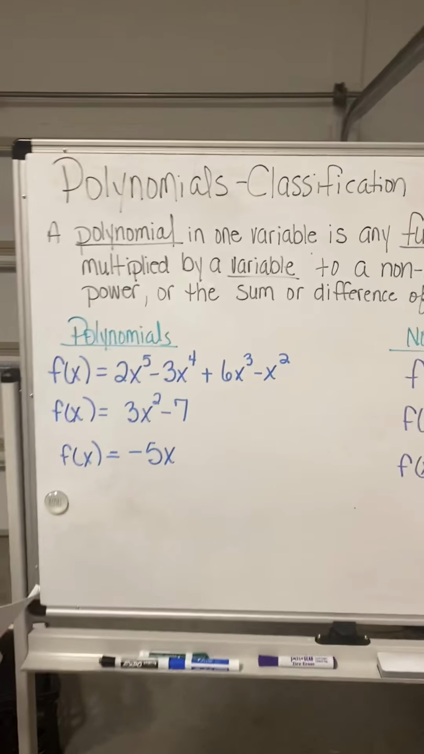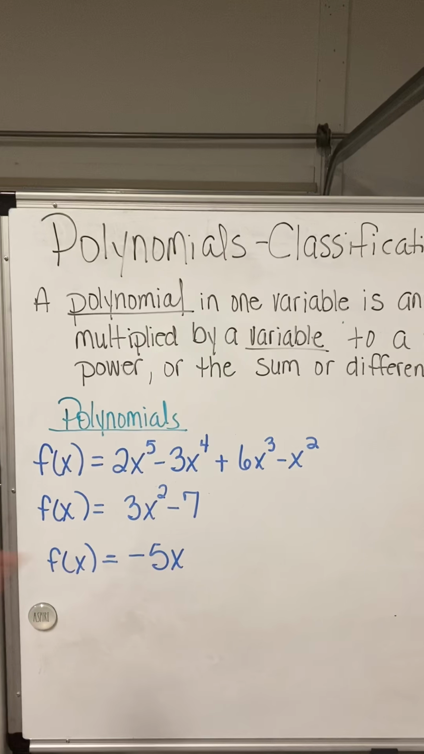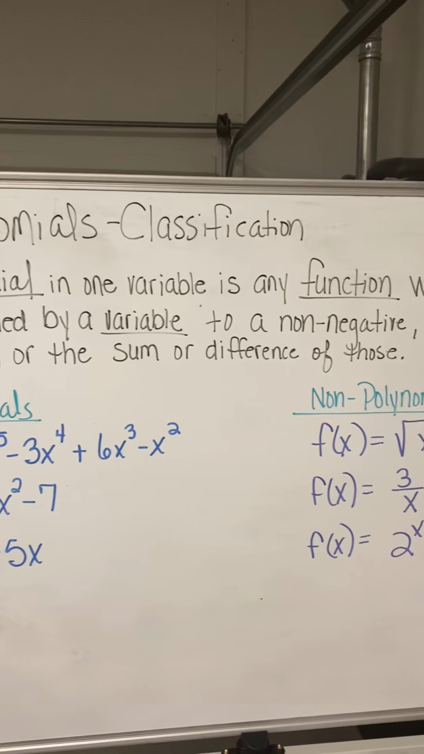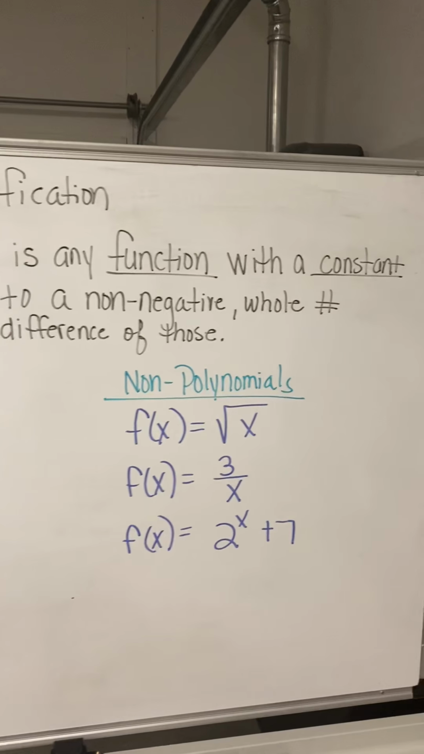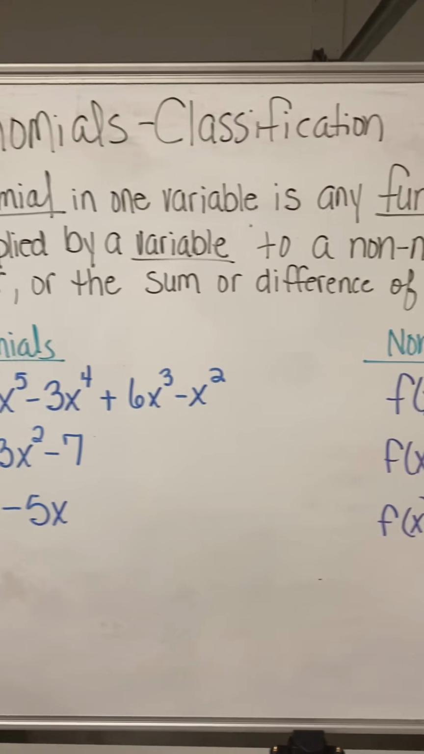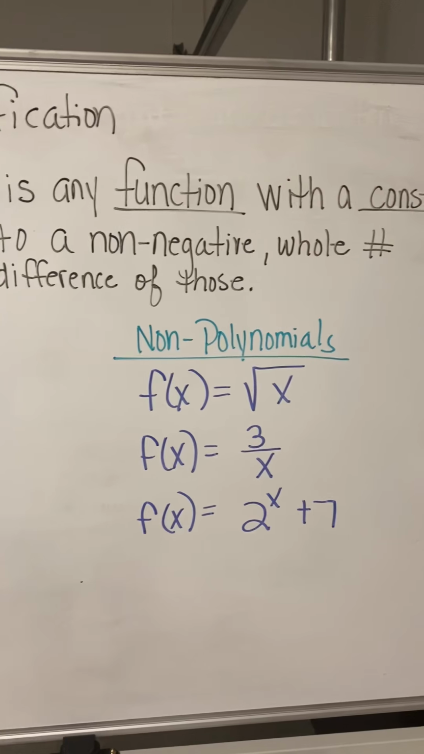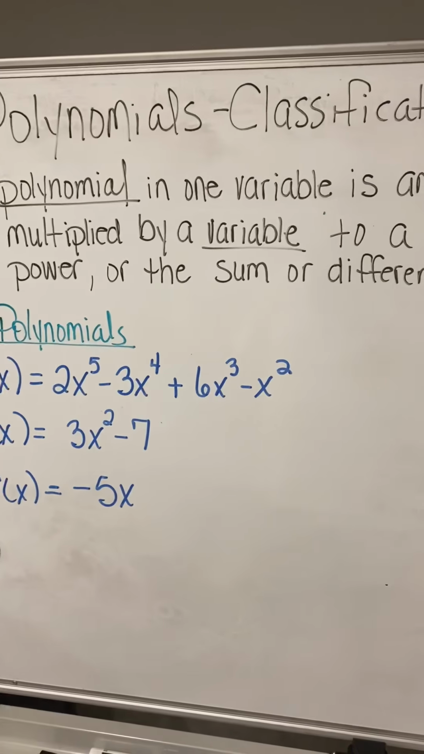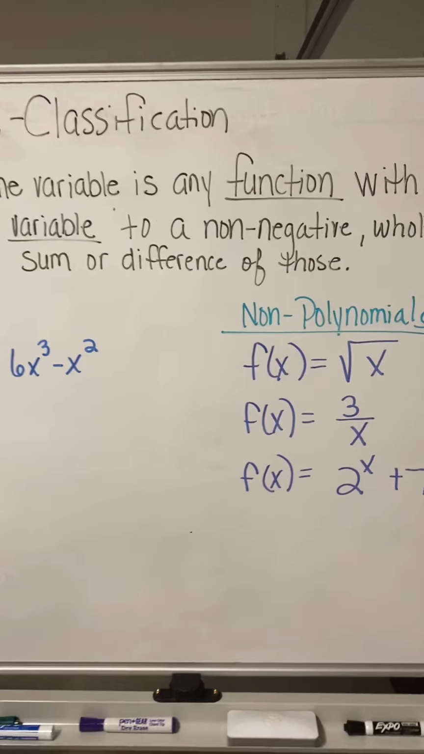So a polynomial in one variable, that means you're going to have all x's or all y's, is any function with a constant multiplied by a variable to a non-negative whole number power, or the sum or difference of those. Okay, so here's what this means.